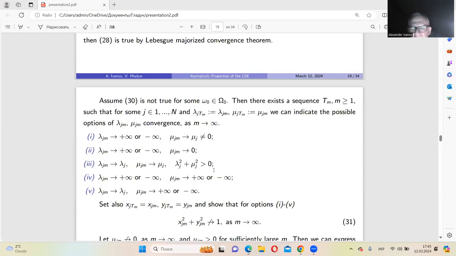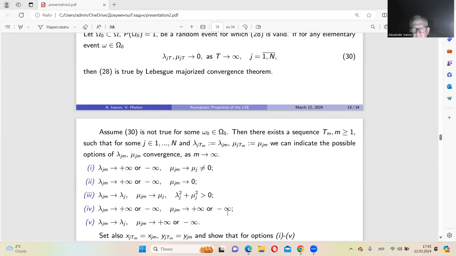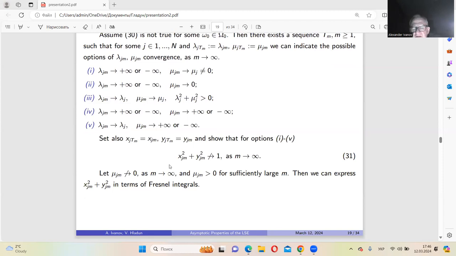Assume that this relation is not true for some elementary event omega zero from capital omega zero. Below, we consider all the possible cases when this is not true for some omega zero from capital omega zero. Altogether, there are five such options. And then we prove for options from one to five the relation 31: this sum of squares does not tend to one.